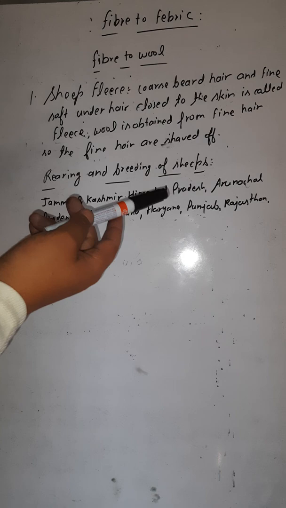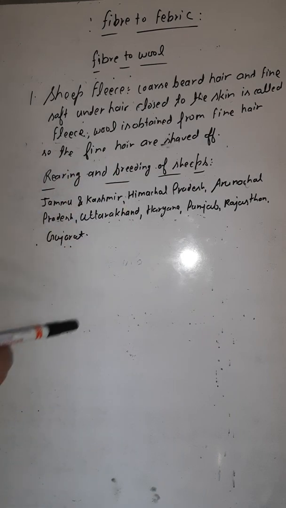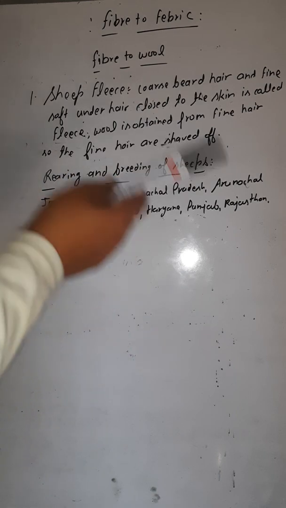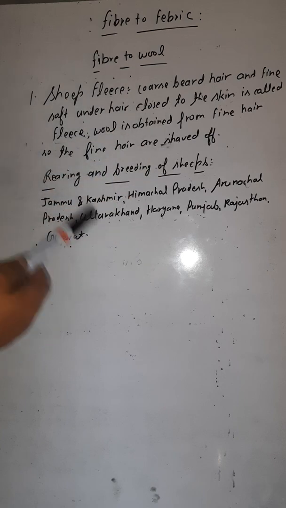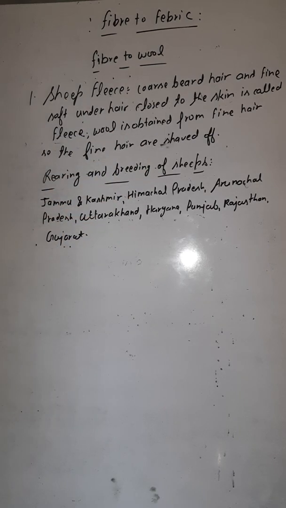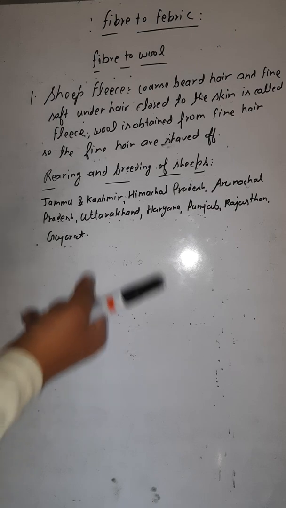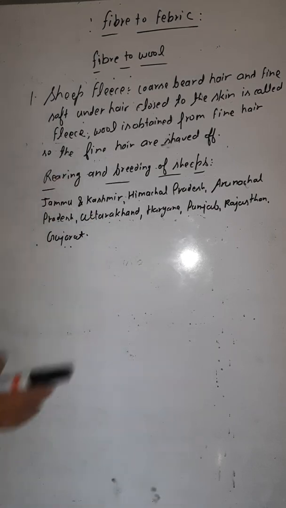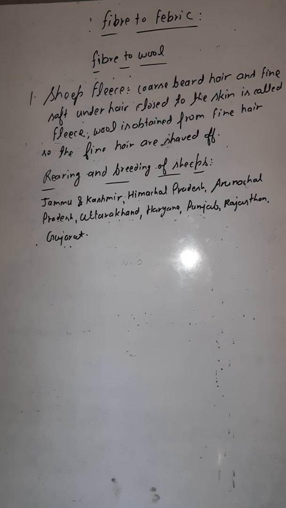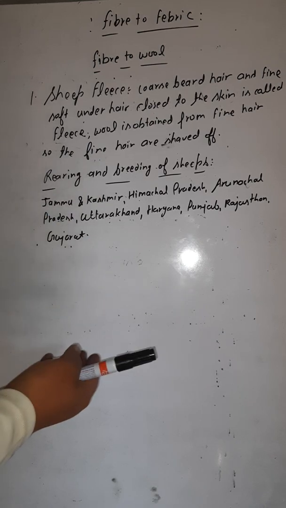Because as I have already told you, some of the sheep have coarse hair and some have fine hair, and the fine hair is used to obtain wool. So we obtain the wool from the fine hair. On the basis of this, there are different varieties of sheep.